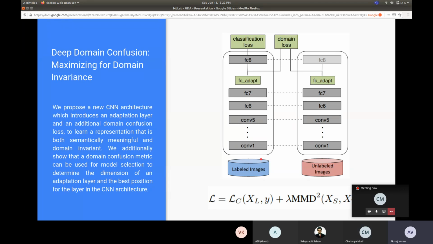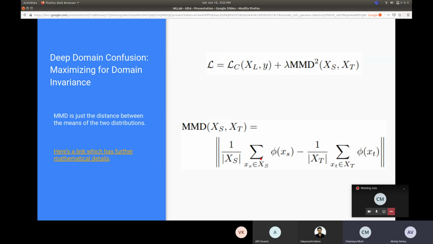They vary lambda based on the number of epochs completed. So it actually increases. At epoch 0, lambda is 0. And as you do 10 epochs, 20, 50 epochs, the value increases and therefore increases the weight of the domain classification that you want to introduce. Got it. Okay. So what is MMD?